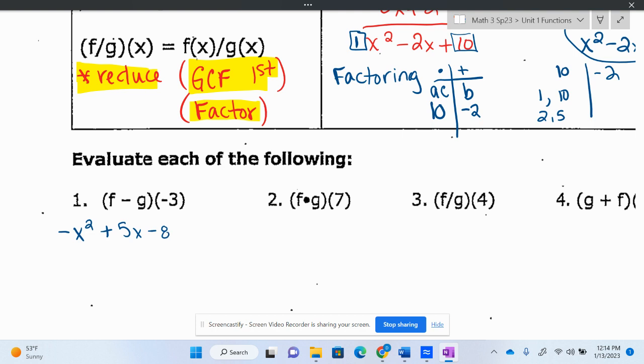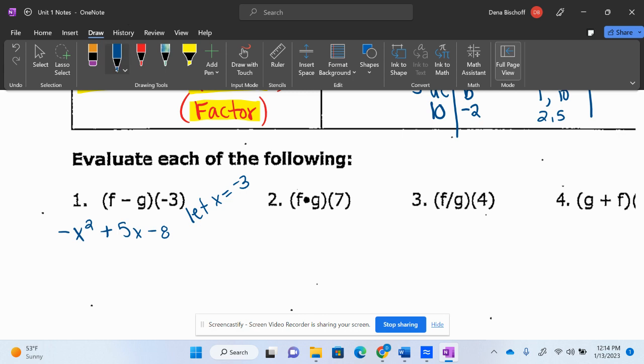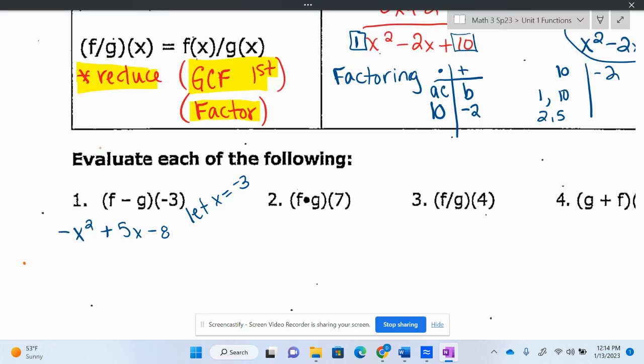And we're evaluating this function for what? What number are we evaluating it for? What does that mean? Yeah, that means let x equal -3. So now I'm going to plug that in. I'm just going to plug the -3 in for the x. So when I do that, I have negative outside, and then a -3 on the inside, the quantity squared, plus 5 times -3 minus 8.